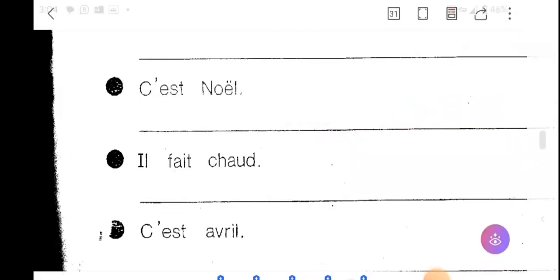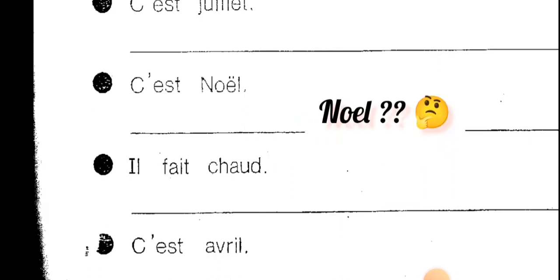And then we'll move on to the next sentence, which you can see right here. You read, c'est Noël. And what does c'est Noël mean? Particularly Noël. Can you guess? Okay. So Noël is actually how we call Christmas. So Noël is Christmas. And when we say c'est Noël, of course it means it's Christmas.